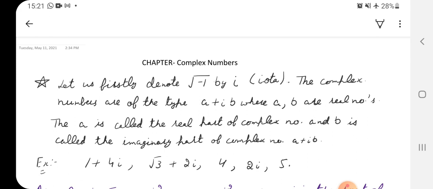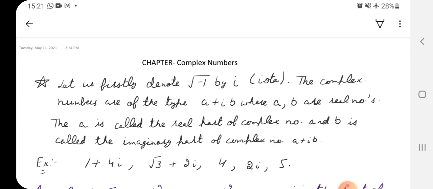Now the complex numbers are of the type a plus iota b, or I can write it as a plus root of -1 into b, where a and b are real numbers, that are the coefficients. b is the coefficient of iota, right? The a is called the real part of the complex number and b is called the imaginary part of the complex number a plus iota b. So in this number we have two parts. First is the real part and second is the imaginary part, right?